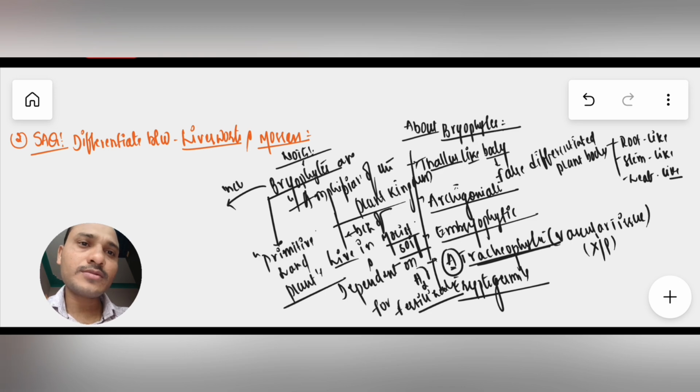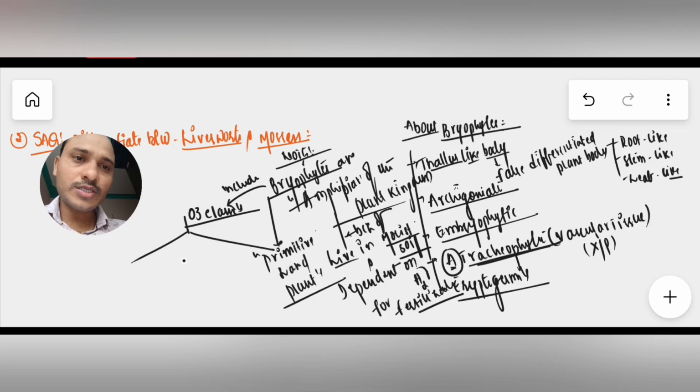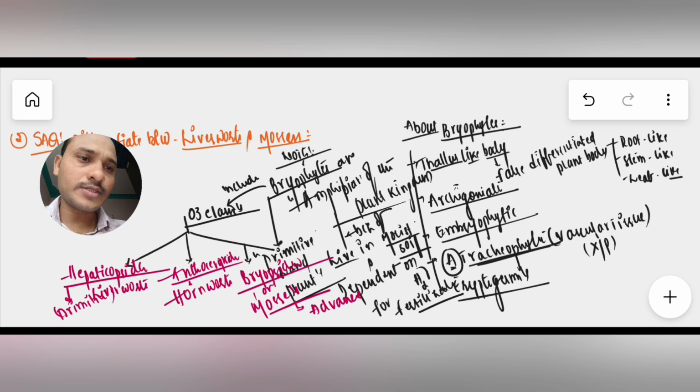These bryophytes include three classes. So these three classes we will discuss here. First is Hepaticopsida, meaning liverworts, and the second one is Anthocerotopsida, nothing but hornworts, and the third one is Bryopsida, also called mosses. In bryophytes, Hepaticopsida is a primitive class, and mosses are the advanced class of bryophytes. Hepaticopsida, liverworts, are primitive plant groups in bryophytes.